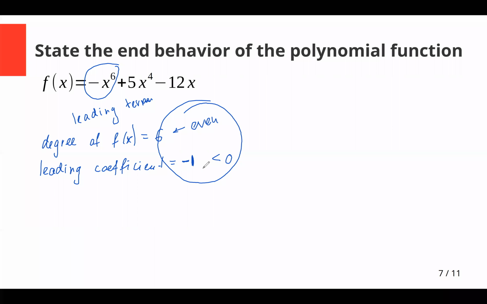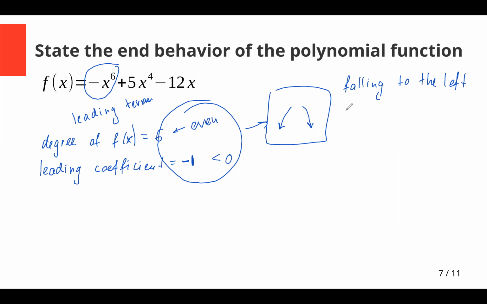Now, judging by this, the behavior we should have at the end of the graph of the polynomial is that it's falling to the left and it's falling to the right, right? So this is what we should be expecting. Falling to the left and falling to the right.